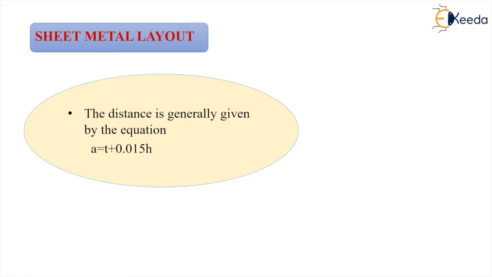This sheet metal layout is used in only the blanking operation. Okay, it is not used in the punching or piercing operation. It is suitable for only the blanking operation. So from this layout we can have the maximum utilization of the sheet from a given sheet.